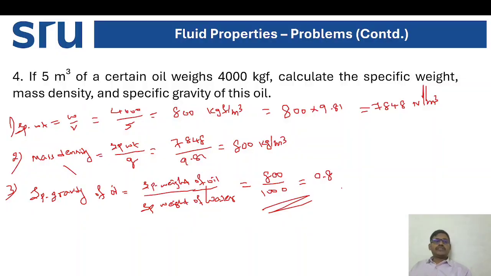Specific weight equal to weight by volume, that is equal to 4000 by 5 equal to 800, and specific mass density is equal to specific weight by gravity, that is 7848 by 9.81, that is equal to 800 kg per meter cube, and specific gravity of oil equal to specific weight of oil by specific weight of water, that is 800 by 1000, that is equal to 0.8.